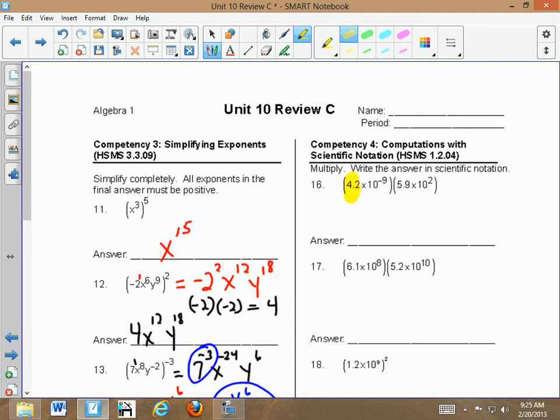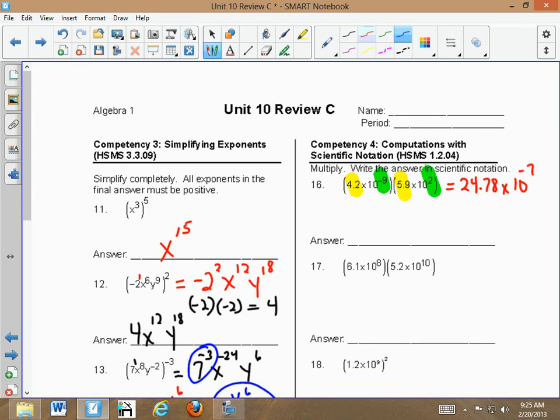I'm going to multiply the first numbers together, and then I'm going to add or subtract my exponents. So 4.2 times 5.9 equals 24.78 times 10 to the negative 9 plus 2, is negative 7th power. Now, the problem we have here is scientific notation.